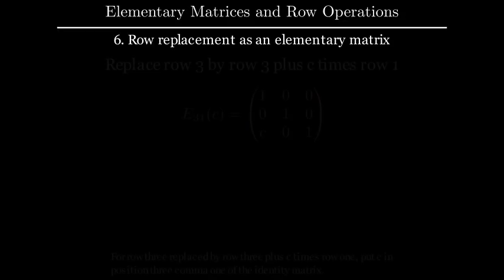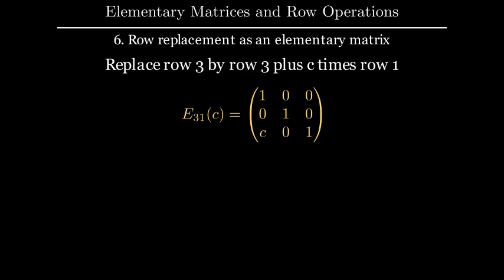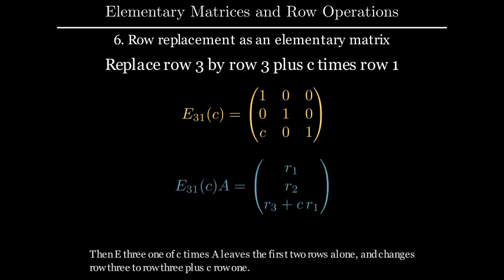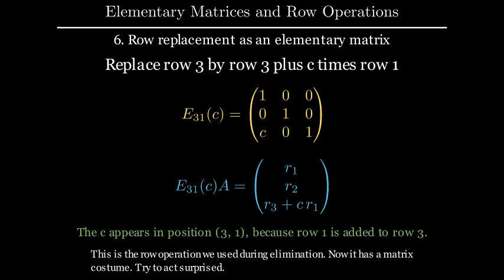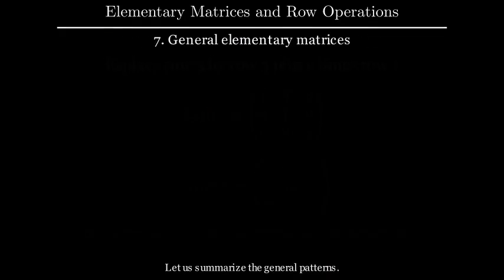Third example, add a multiple of one row to another row. For row 3 replaced by row 3 plus c times row 1, put c in position (3,1) of the identity matrix. Then E_31(c) times A leaves the first 2 rows alone, and changes row 3 to row 3 plus c times row 1. This is the row operation we used during elimination. Now it has a matrix costume. Try to act surprised.